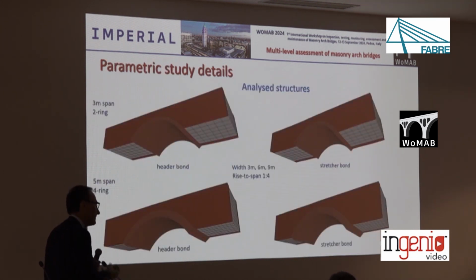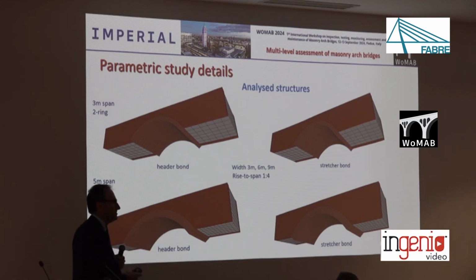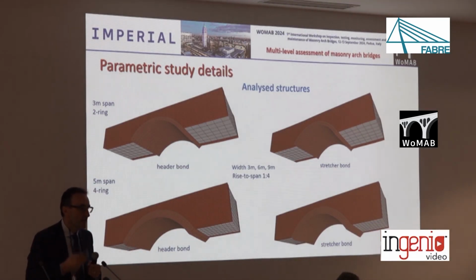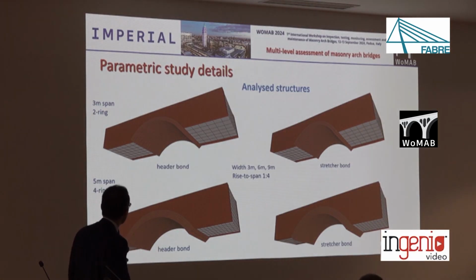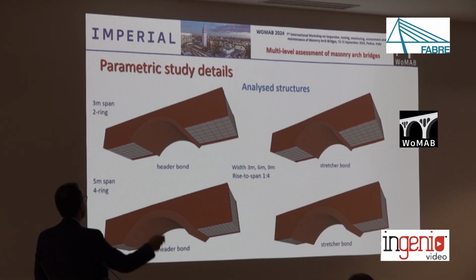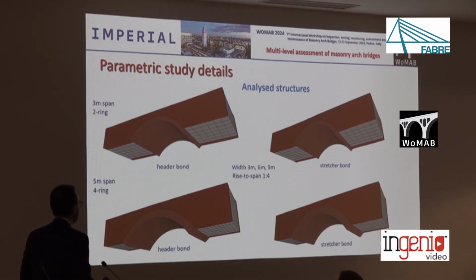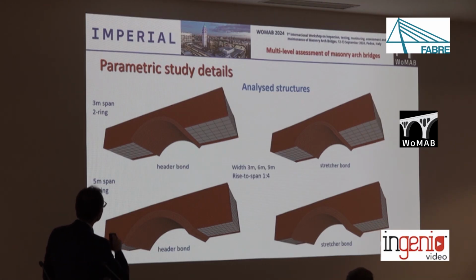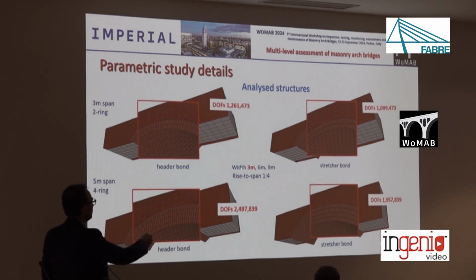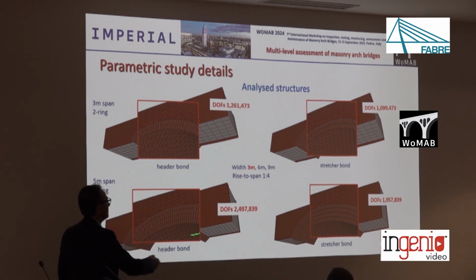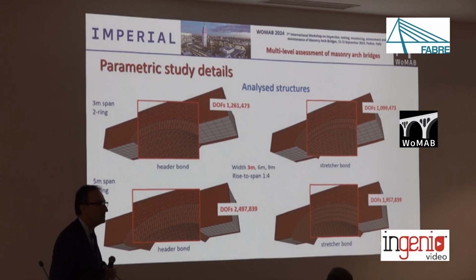Now in this talk I would like just to showcase the potential of the method in comparison also against the predictions obtained by simpler techniques. We consider a range of realistic single-span masonry bridges. You see 3 and 5 meter spans, 2 ring, 4 ring, header, stretcher bonds, and you see the computational cost. This is just for a 3 meter width. We consider also 9 meter. But for a 3 meter width, we move to 2.5 million degrees of freedom.